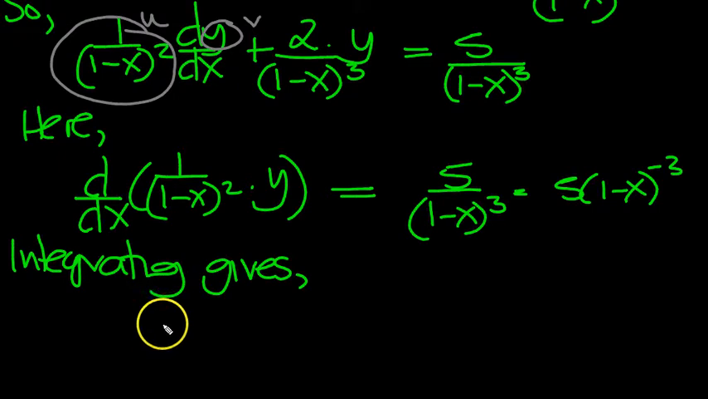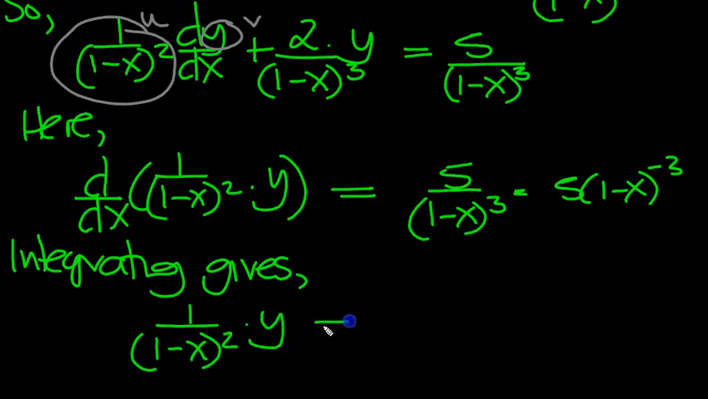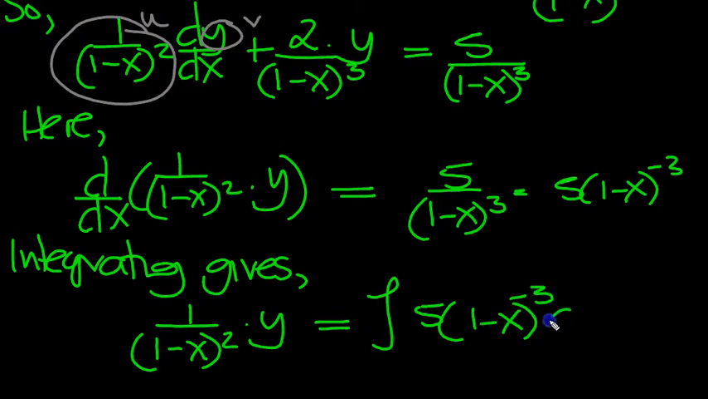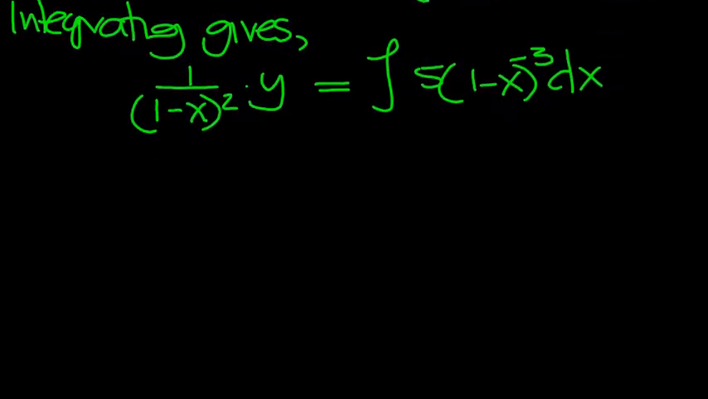See what we get. The integral of the derivative is just the term inside the bracket, 1 over 1 minus x squared times y is equal to the integral here of this, 5 lots of 1 minus x to the minus 3 dx. Now we just need to do that integral. It's a simple little function of a function, isn't it? So here we get equal to 5. Now this is going to raise that power by 1, 1 minus x to the minus 2.